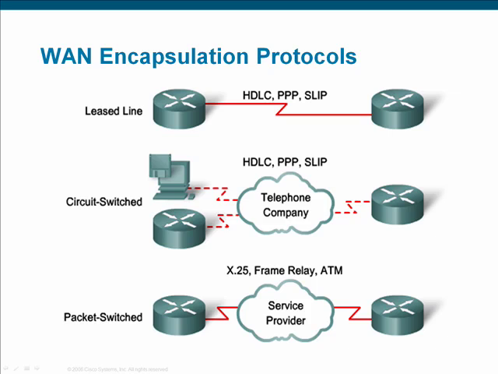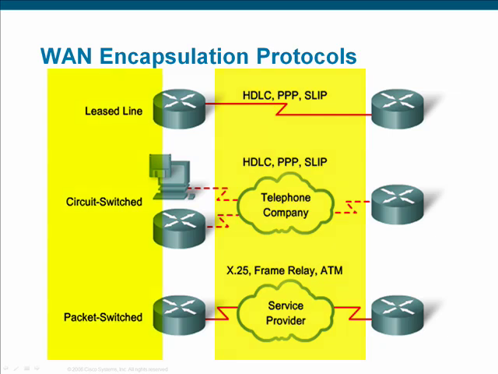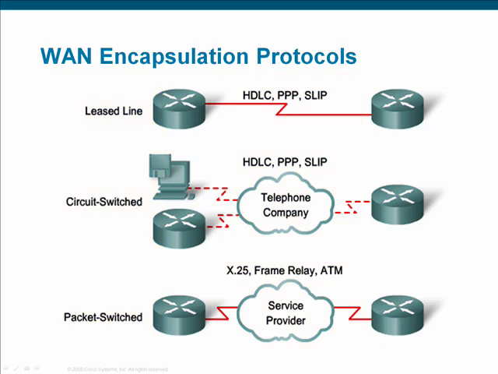The choice of Layer 2 protocol depends on the WAN technology and the communicating equipment. This graphic shows the most common WAN protocols and whether they are leased lines, circuit-switched, or packet-switched technologies. The two WAN protocols we will examine are HDLC and PPP.